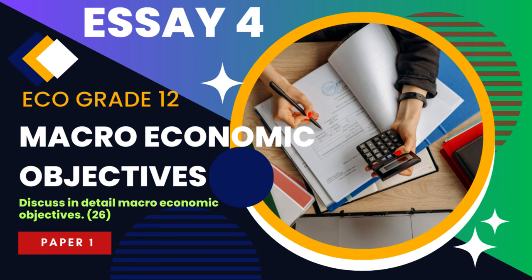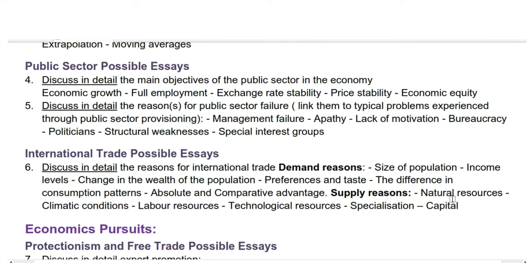Essay 4. Discuss in detail the main objectives of the public sector in the economy. A. Economic growth. B. Full employment. C. Exchange rate stability. D. Price stability. E. Economic equity.